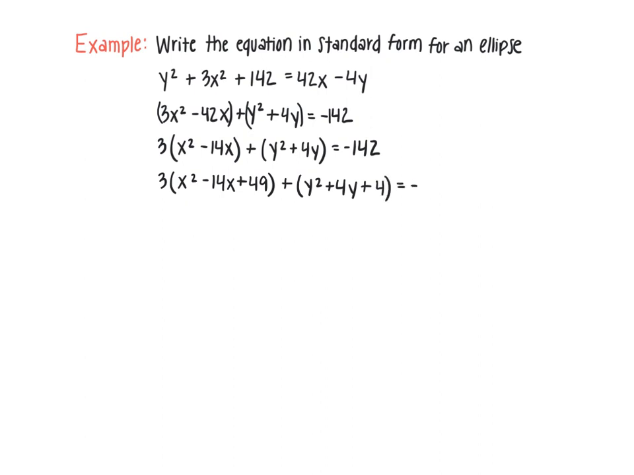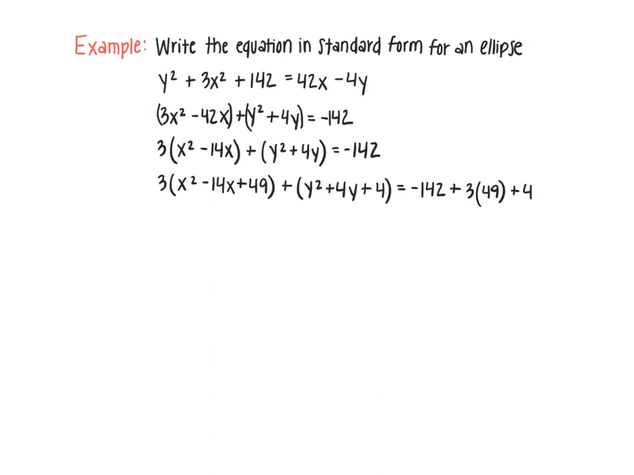And now whenever we add something to the left-hand side of the equation, we have to add it to the right-hand side. The one key here is since we factored out a 3, we have to do 3 times 49 when I add it to the right, and then also make sure to add the 4. So now I'm just going to clean everything up by factoring the left-hand side of the equation and adding everything together in the right-hand side of the equation. So I'm going to end up with 3 times (x minus 7) squared plus (y plus 2) squared is equal to 9.